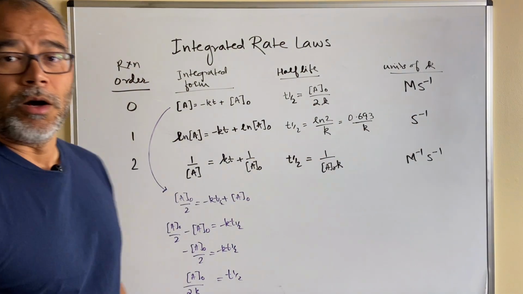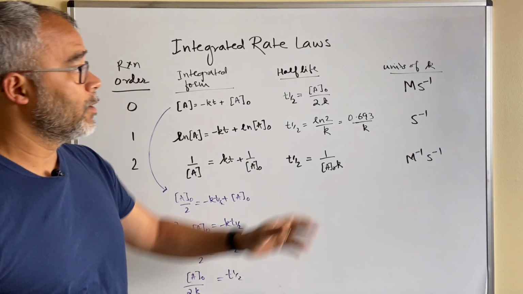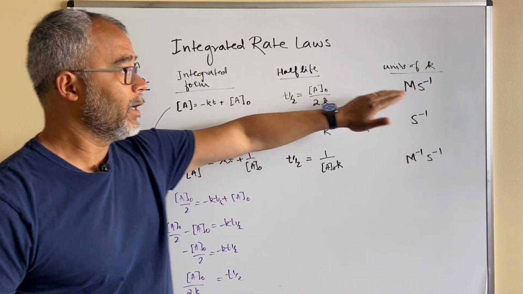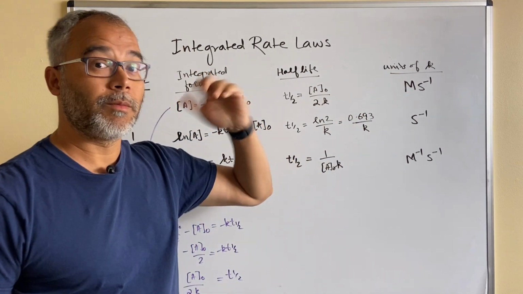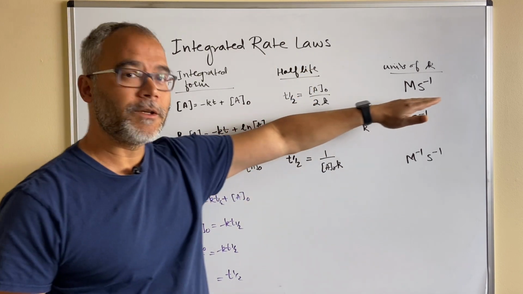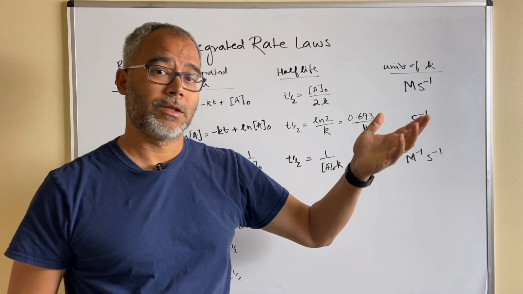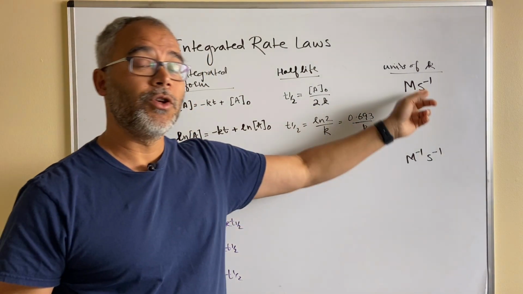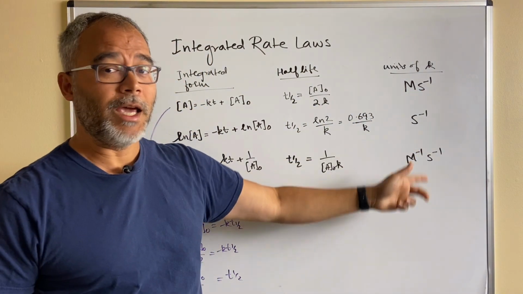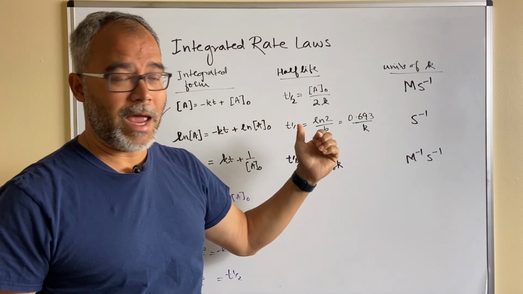Okay. Alright, so the last thing we're going to do in this video is we're going to talk about the units of k, okay? And why we are talking about the units of k is, number one, you can derive it, but oftentimes you'll see in problems the unit of k is given and the question would be asked to you, what's the order of the reaction? So if you know the units of the k, you can figure out the order of the reaction.